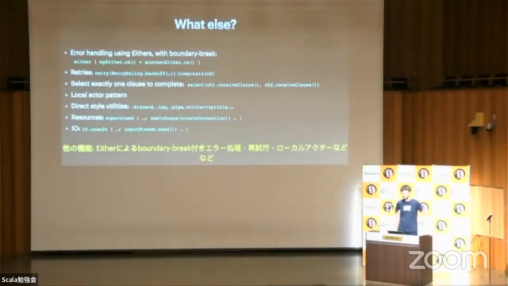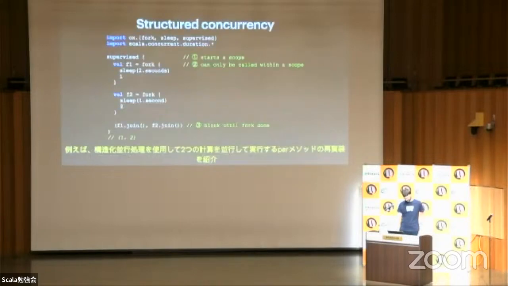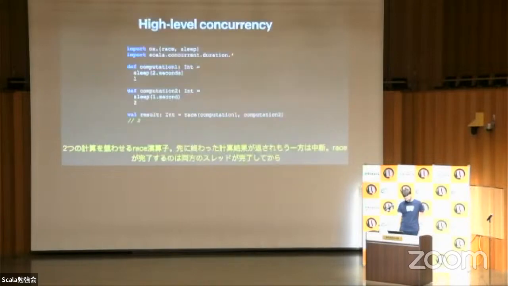Hi, thank you for your presentation. I wanted to ask about the race method where you had two computations returning the same type. I was wondering whether there is also an overloaded method which can work with multiple types and more than two computations, and how you represent the return type.